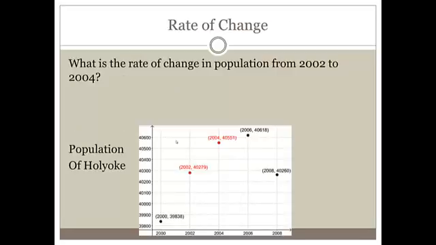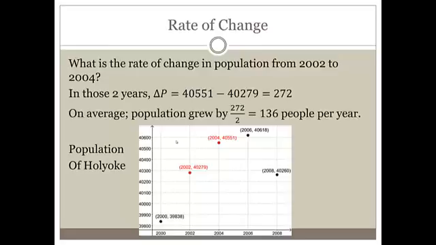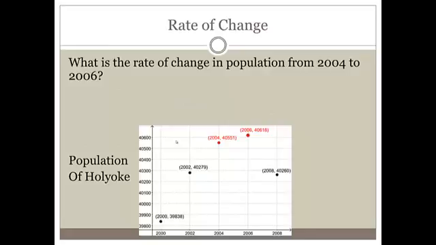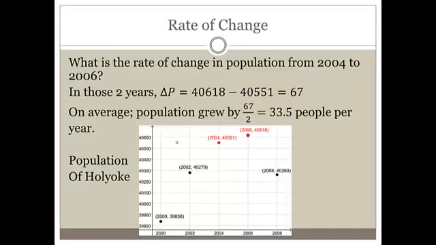Let's continue our example and find the rate of change in population from 2002 to 2004. In those 2 years, the change in population, or delta P, is 272. So on average, the population grew by 136 people per year. Let's now find the rate of change in population from 2004 to 2006. In those 2 years, our change in population, or delta P, is only 67. So on average, the population grew by 33.5 people per year.